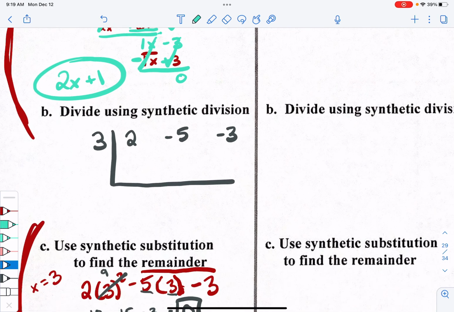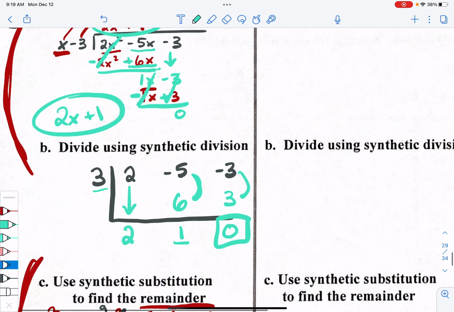Synthetic division is fast. You drop the 2 down, 2 goes here. 3 times 2 is 6, that goes here. Add those 2 together, that becomes 1, and 3 times 1 is 3, and that becomes 0, so there's my remainder.